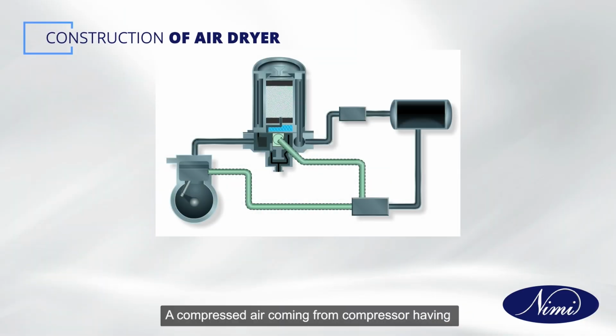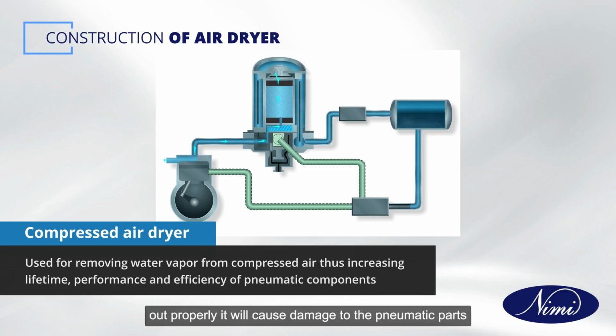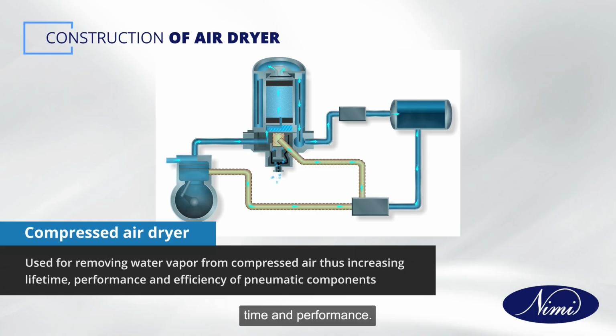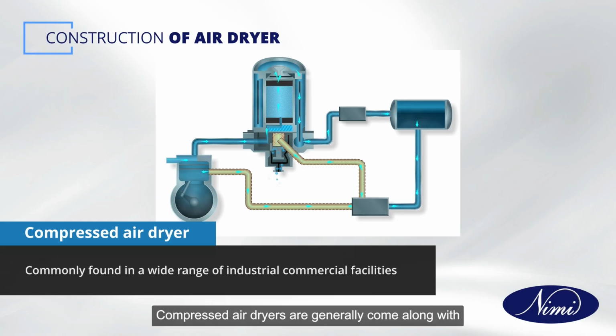Compressed air coming from the compressor has much more moisture content. If it is not removed properly, it will cause damage to the pneumatic parts. The typical dryer is used to remove the moisture content and increases the temperature of compressed air. So the pneumatic components get a much longer lifetime and performance, and efficiency also increases significantly. Compressed air dryers generally come along with the compressor unit and are used in a wide range of industries.